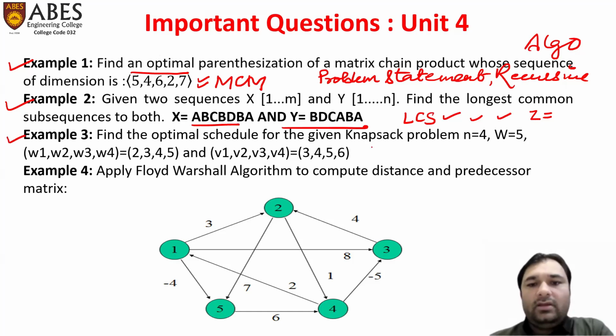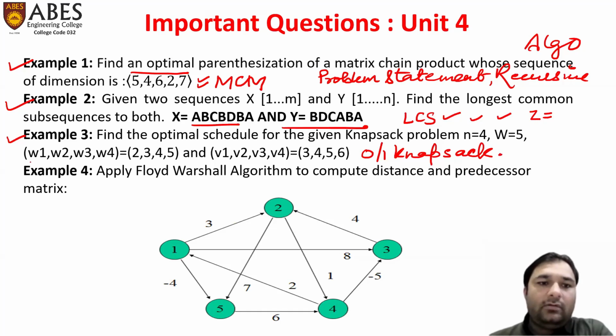The third one belongs to the 0-1 knapsack. Same as before, we deal with the problem statement, then the recursive formulation, then the algorithm, then we will show how it is better than the brute force approach. Then we will solve this with the help of a two-dimensional matrix and return the solution.